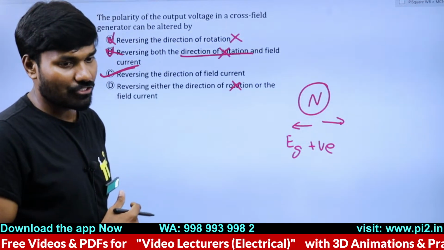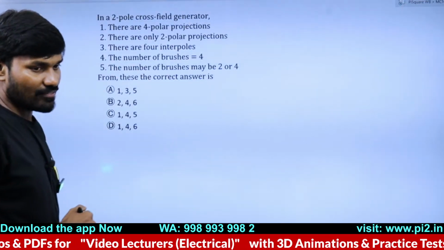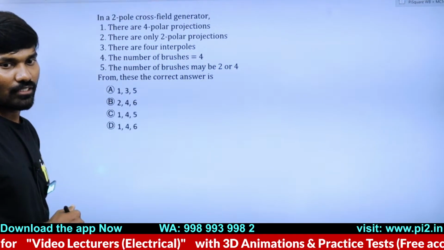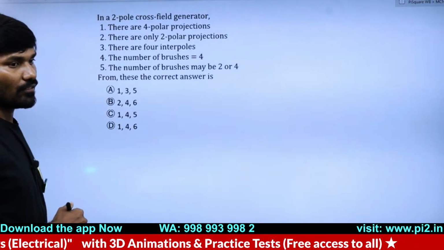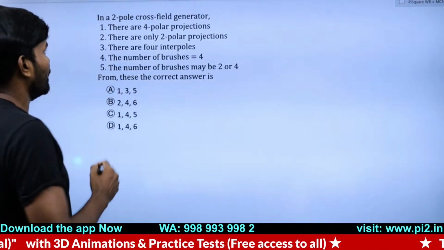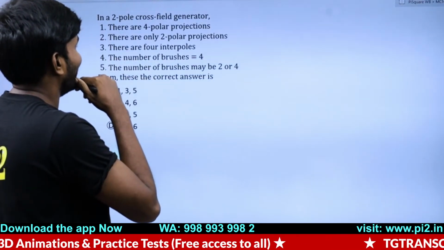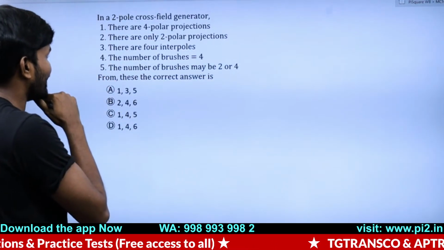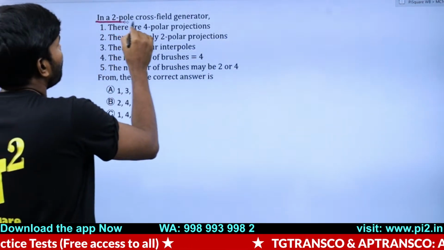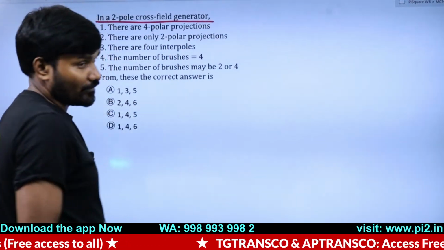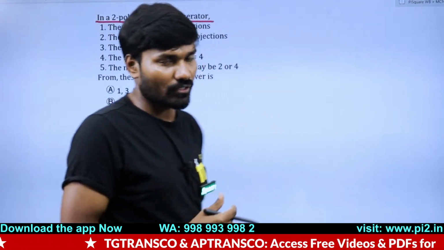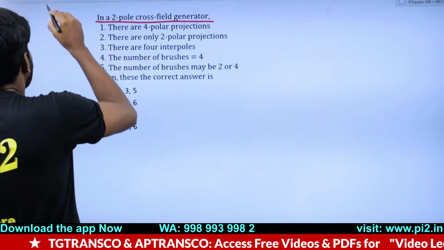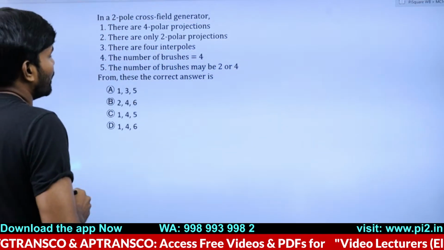Okay, let's see the next question. Look at this question. The question says, let me explain here. It is a tricky one. In a two-pole cross-field generator. Cross-field generator means just now we were talking about amplidyne or metadyne, anything. So it is about a special one, not a regular DC generator.